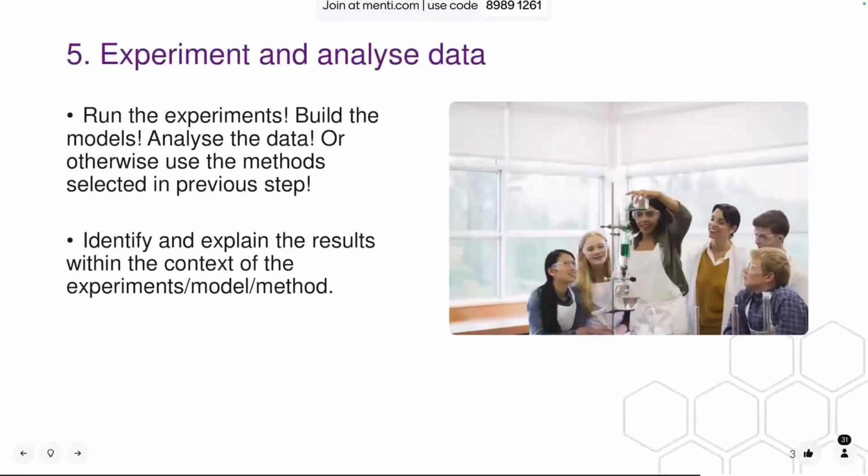Okay, so at step 5, this is when you'll then experiment and analyze the data. So you'll run the experiments, build the models, analyze the data, or otherwise use the methods selected in the previous step. You'll identify and explain the results within the context of the experiment, model, or method that you've used.